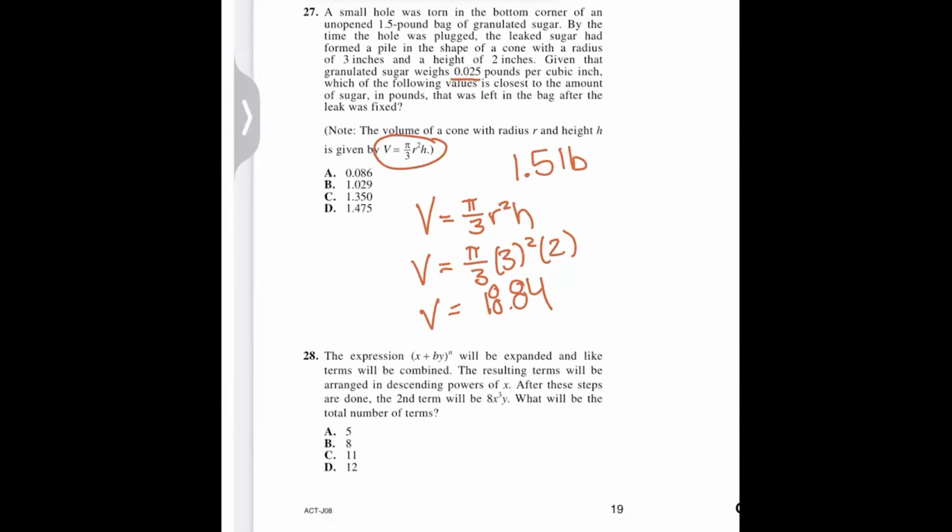And then it gives us this weight, so then we just have to multiply it by 0.025. So that one is going to pretty much say that 0.471 was leaked out. And then you have to subtract it from 1.5. Which on that turn, it's going to be B, which is going to be 1.029 on number 27.